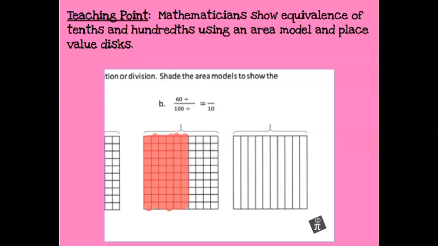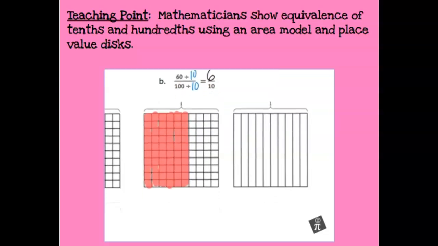And then we know that if you divide both the numerator and the denominator by 10, so 100 divided by 10 gives us the 10 that we're looking for. So 60 divided by 10 gives us the answer of 6. And so we're pretty much sure that 60 hundredths is equivalent to 6/10. So what we're saying is, here's 60 hundredths, and we think it should be equal or equivalent to 6/10.